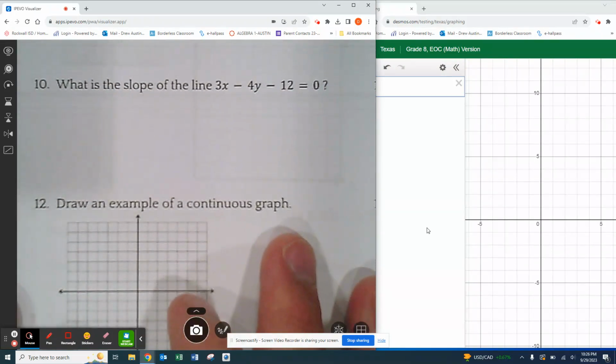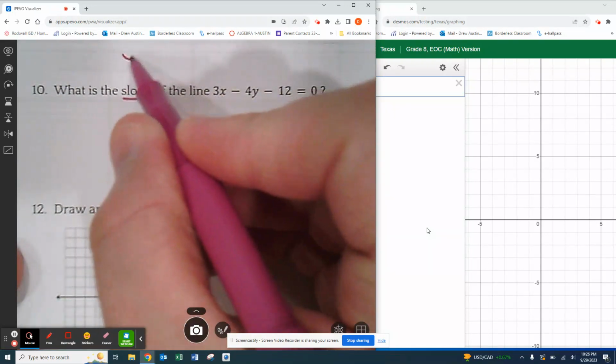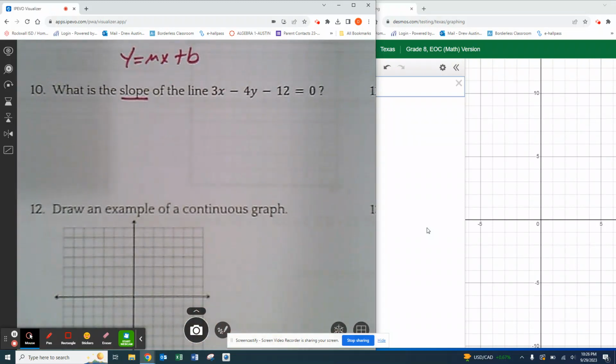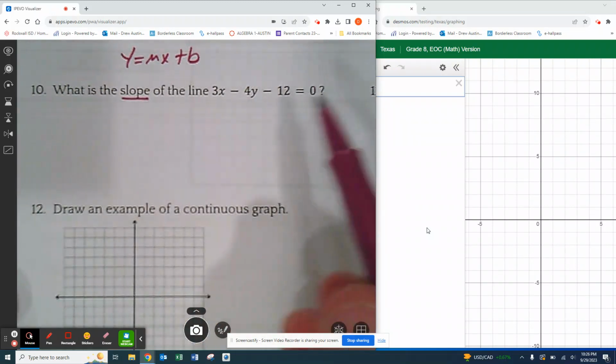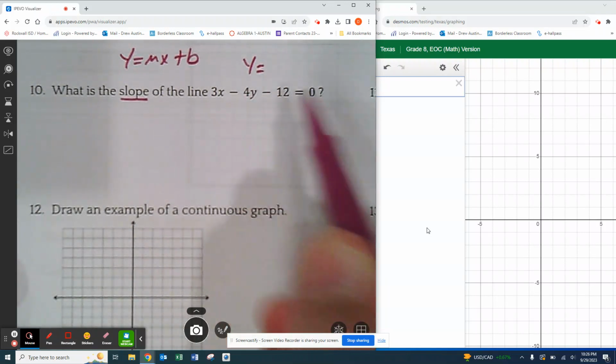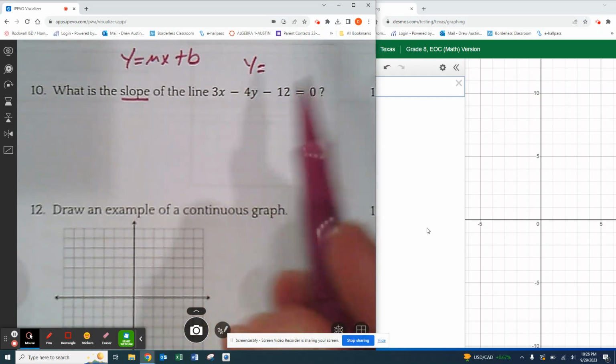The problem with this is in order for me to identify slope, I need this in y equals mx plus b form, in slope-intercept form. This is not slope-intercept. I need y equals. I need everything else on the other side, and I need y all by itself. So I'm going to try and isolate y. And I'm going to show you a method here that I hope will help you.